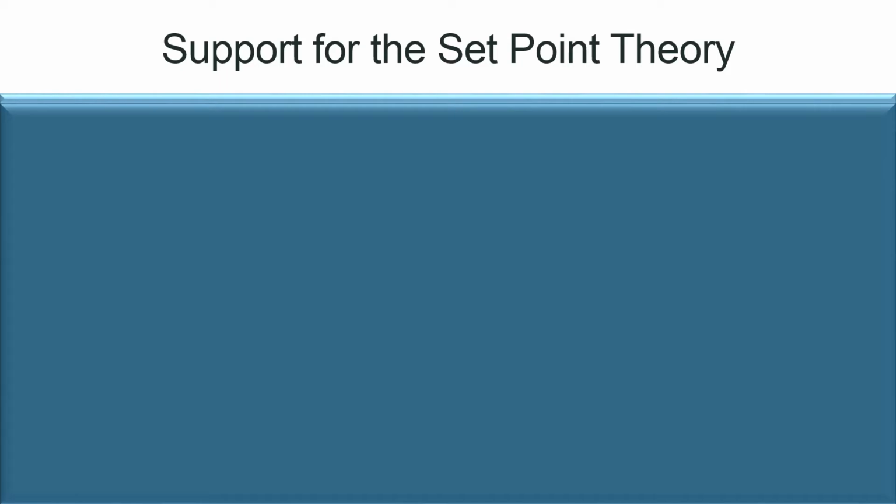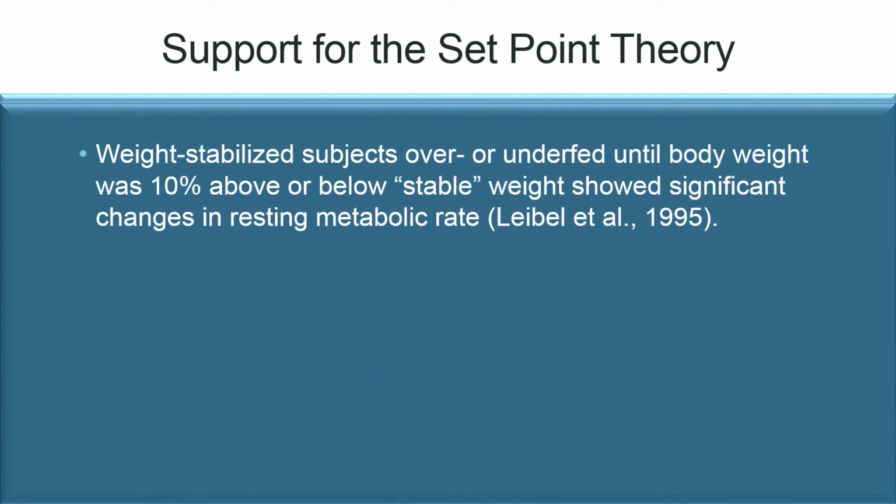Several studies have provided evidence that supports the set point theory. For example, weight-stabilized subjects over- or underfed until their body weight was 10% above or below their stable weight showed significant changes in resting metabolic rate. And this was reported in a lot of these studies, which were done in the 1990s.